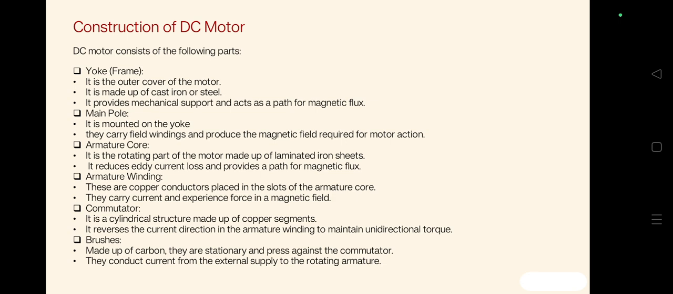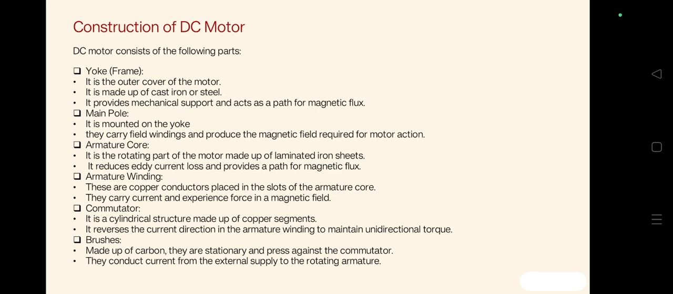Armature core. The armature core is the rotating part of the DC motor. It is made up of laminated iron sheets. Lamination is done to reduce eddy current losses. The armature core provides a path for magnetic flux and has slots to hold the armature winding.